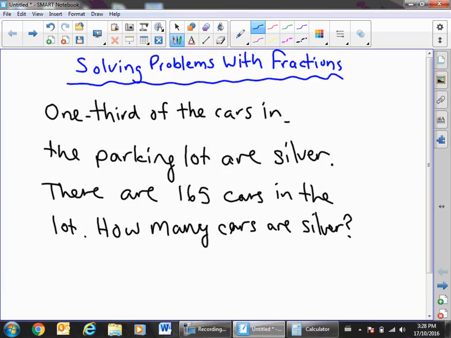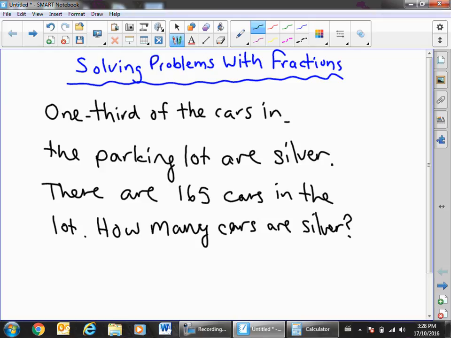All right, everybody, we're going to take a look at this problem that we have here dealing with fractions. We're going to take a quick read through it, and then we're going to look for some keywords that might help us determine what operation we're going to be working with here. It says, 1/3 of the cars in the parking lot are silver. There are 165 cars in the lot. How many cars are silver?